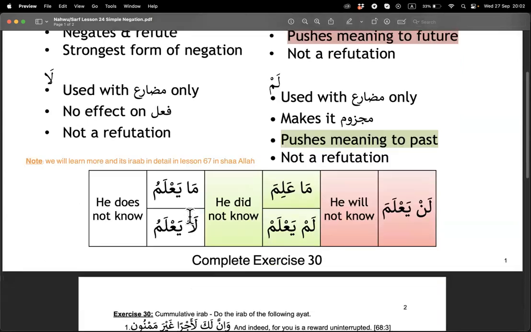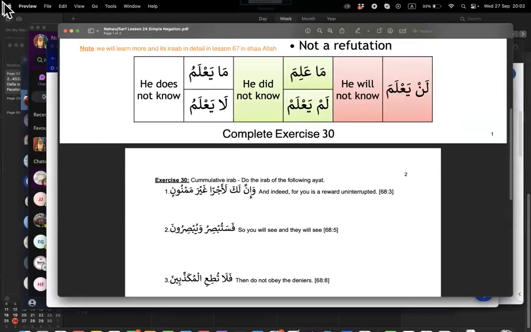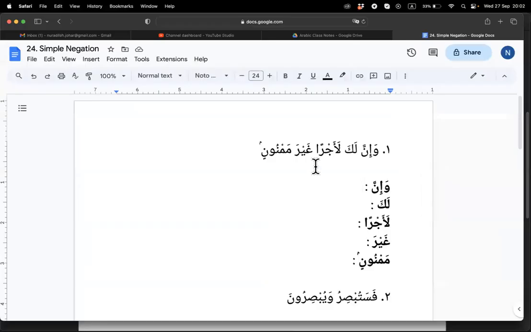Okay, so let's do some exercise, inshallah. So this exercise will be cumulative of everything that we've learned so far, inshallah. So this is a good revision. So wa inna. Wa harfu 'atf, yes, good. Wow is 'atifa. So if you say 'atifa, we say this, or if you use the term harf, then it's harfu 'atf. Then inna will be harfu nasikh.